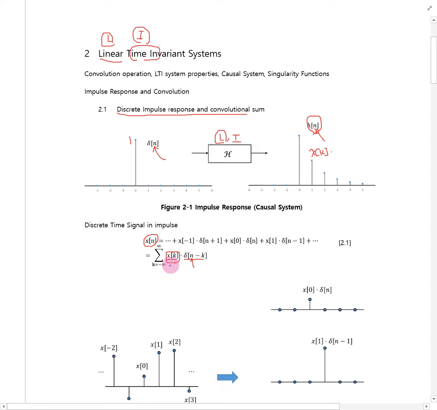Linearity also conserves the summation. We know the impulse response to delta[n], but for the shifted impulse, n is shifted by k. This system is time invariant. The meaning of time invariance is that if the input is a shifted version, then the output is just the shifted version. Then this becomes the output.